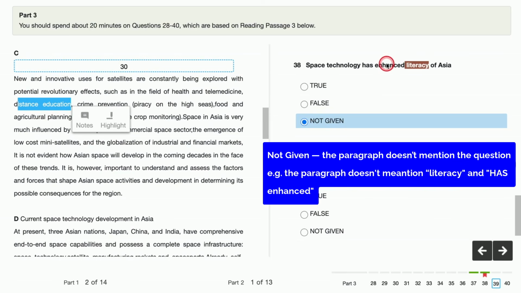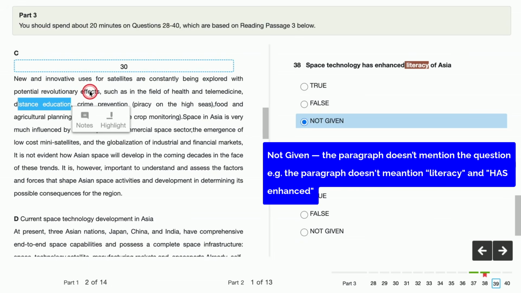Secondly, the question uses the present perfect tense, has enhanced. It means has already enhanced the literacy of Asia. The enhancement has already been created, but the paragraph uses are being explored. It's talking about something that is happening right now. So they are currently exploring the uses for satellites. And from the words potential revolutionary effects, we can tell that they are talking about the effects in the future. They are doing this right now, and hopefully it will have great effects in the future. It's talking about the effects in the future.